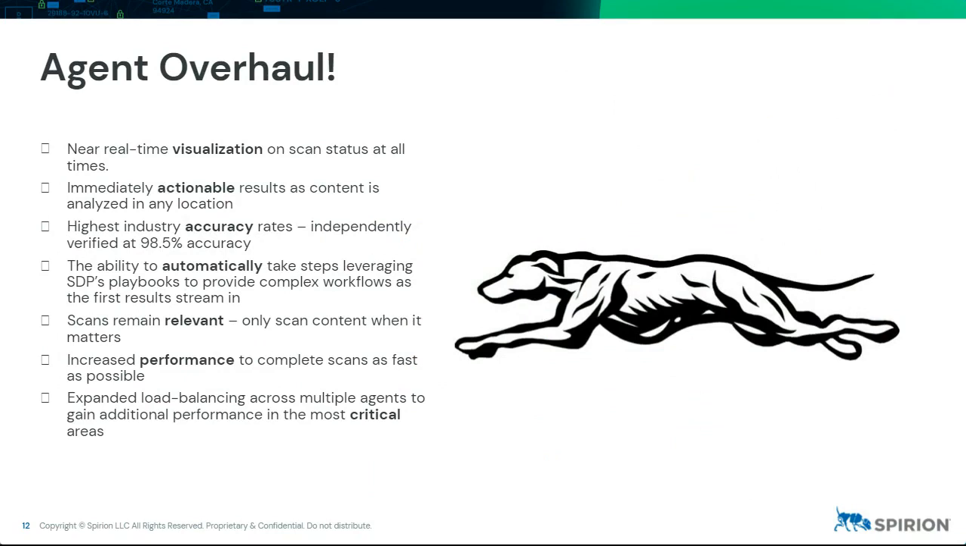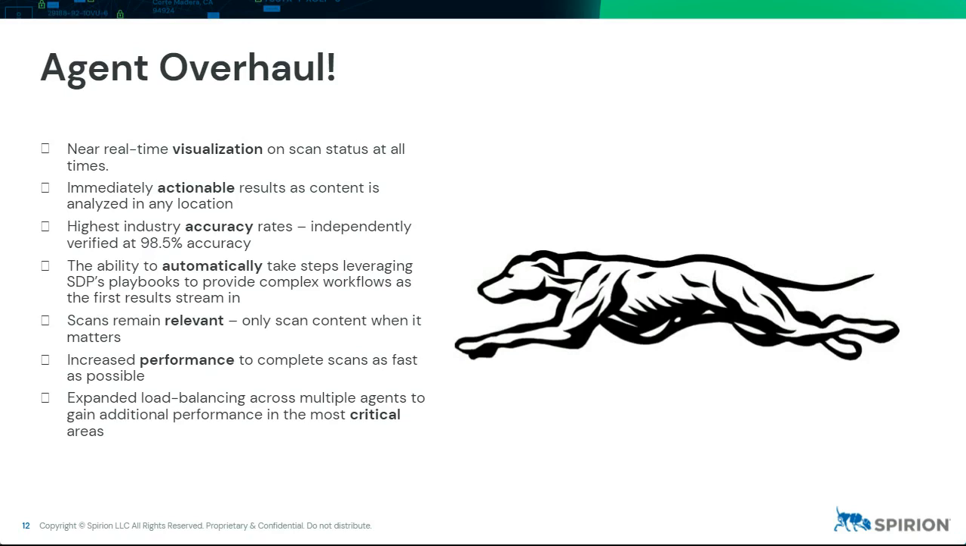So historically speaking, we've been using our agents for a long time. And these agents that we use to scan for information, we've learned a ton over the past 17 years on how to look for sensitive information and do that with the highest industry accuracy rates, right? We've been independently verified at 98.5% accuracy. It's fantastic. We don't want to play with that. We want to ensure that we have that same level of accuracy as we go forward.